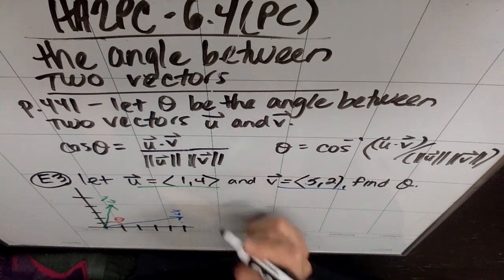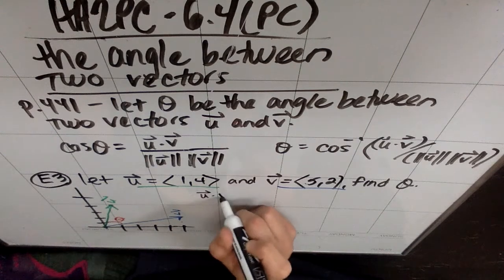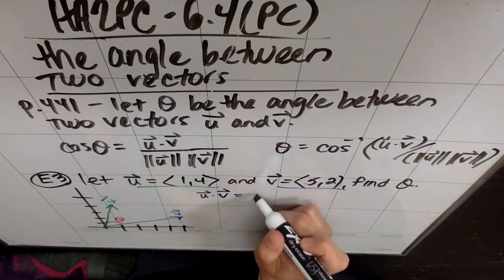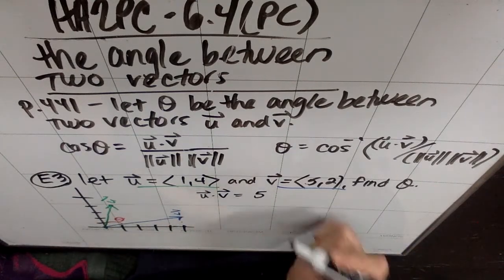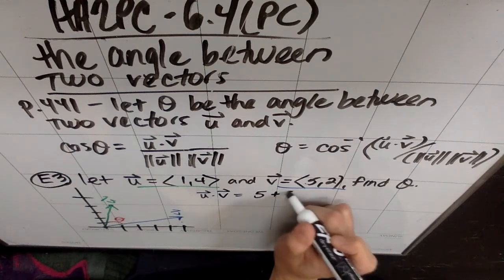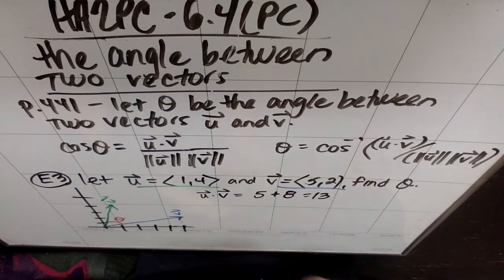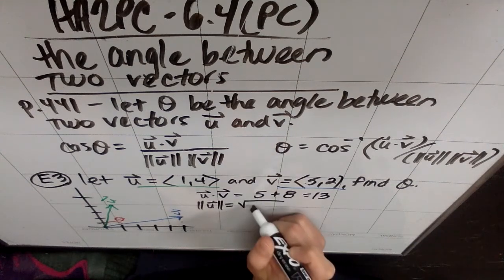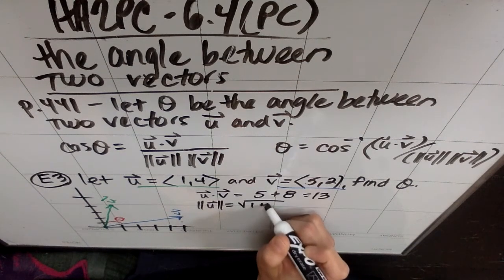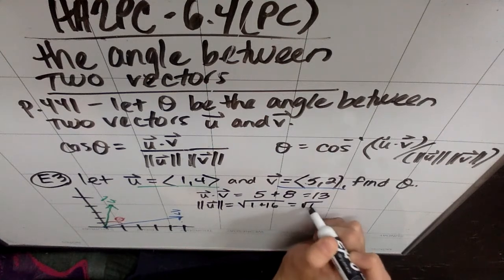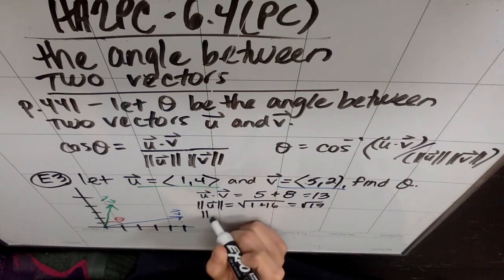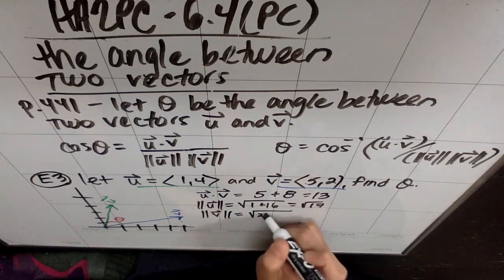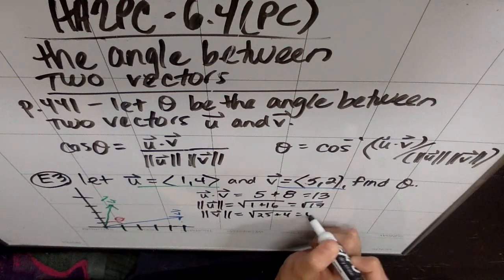So, I'm going to go ahead and find u dot v, right? So I'm going to find u dot v, and that's going to be the product of the x components, right, which would be 1 and 5, so that's a 5, right, plus the product of the y components, which would be 4 times 2, so that's an 8. So I get that u dot v is a 13, right? My magnitude of u is going to be the square root of 1 squared, which is 1, plus 4 squared, which is 16, so I get root 17, right? And I get that the magnitude of my v should be the square root of 5 squared, which is 25, plus 2 squared, which is 4, so I get root 29.